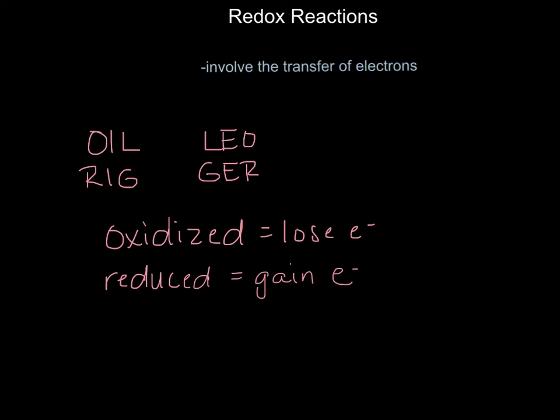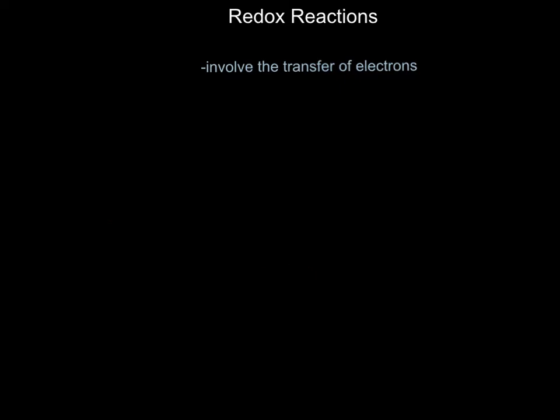So now the first thing that we have to do when working with redox reactions is to assign oxidation numbers. Oxidation numbers are going to help us predict how the electrons are going to be transferred and predict which of our species are going to be oxidized and which are going to be reduced.